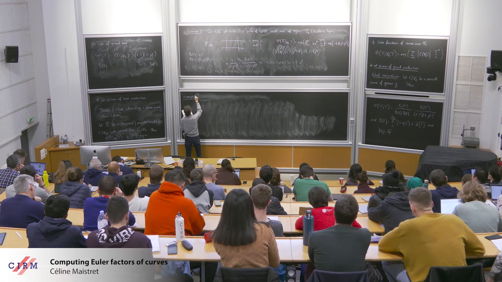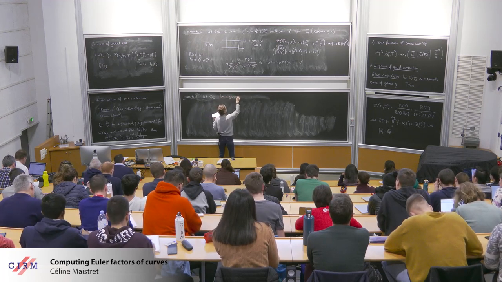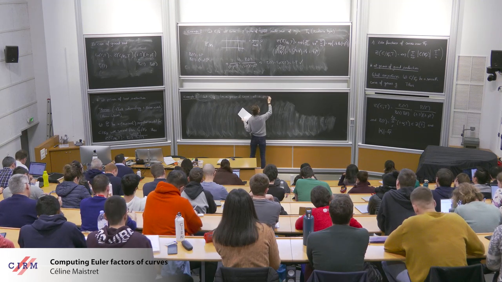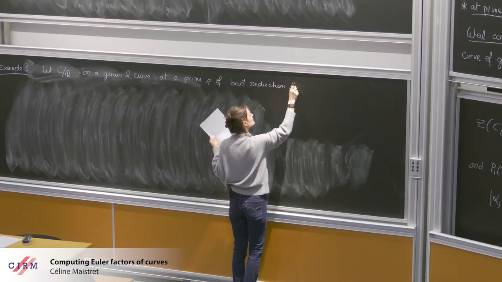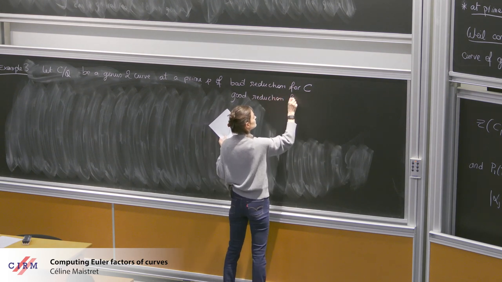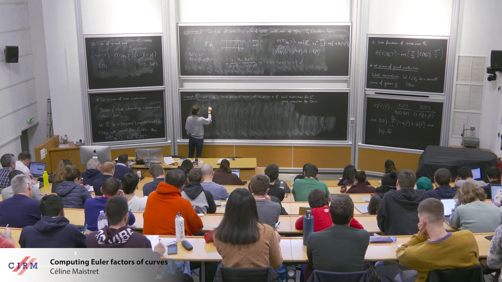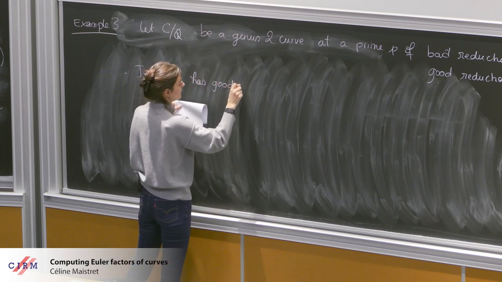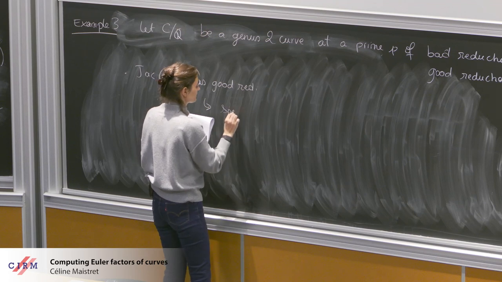Okay, so let's take a genus 2 curve C, with prime p of bad reduction for C and good reduction for Jac C. Because I have two hypotheses, I can understand what my special fiber looks like. So Jac C has good reduction. In particular, this forces the special fiber of my curve to be of two types.